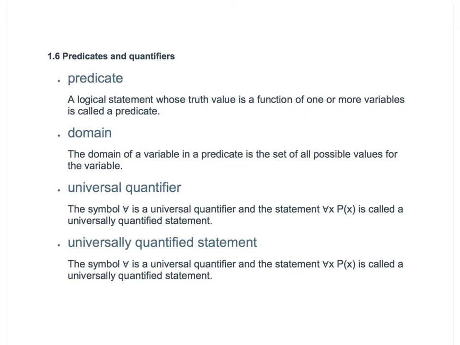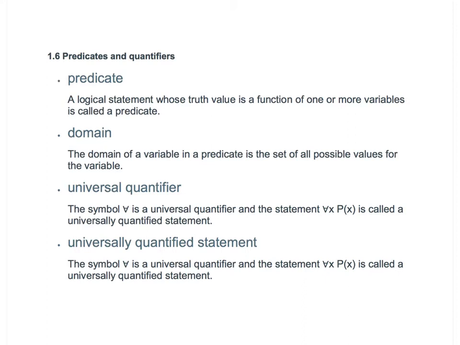Finally, in section 1.6, I'm going to present some terminology. We first define predicate. A logical statement whose truth value is a function of one or more variables is called a predicate. So it is similar to a logical statement or a proposition, but its truth value is dependent on one or more variables. Okay, so this is how it's different from a proposition. We'll see many examples later.